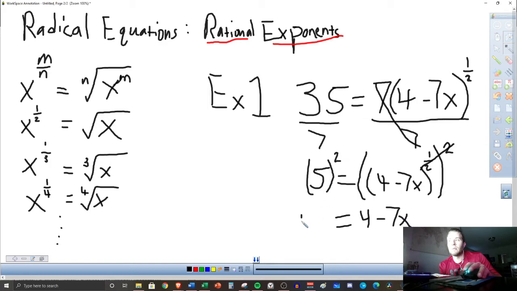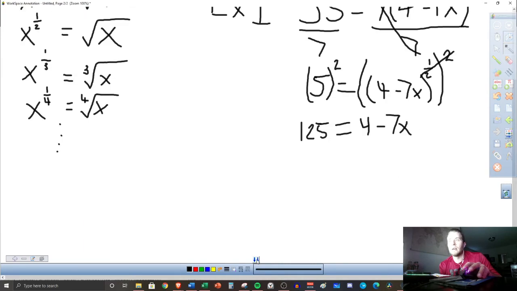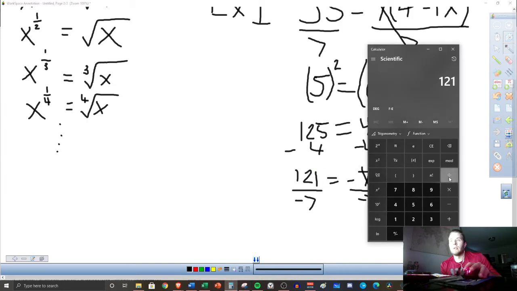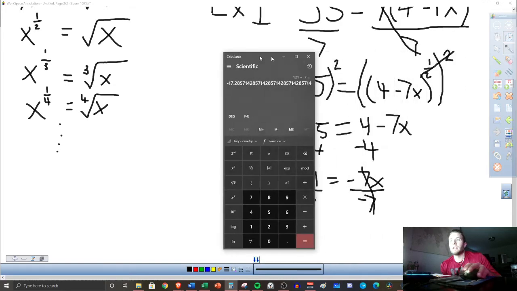Here, 5 squared is 125. Okay, so now we finish solving this. We're going to subtract 4 from both sides. That gets us 121 equals negative 7x. All right, then we need to divide by negative 7. This goes away, and I need to know what is 121 divided by 7. We'll make that negative. So does that not divide evenly?